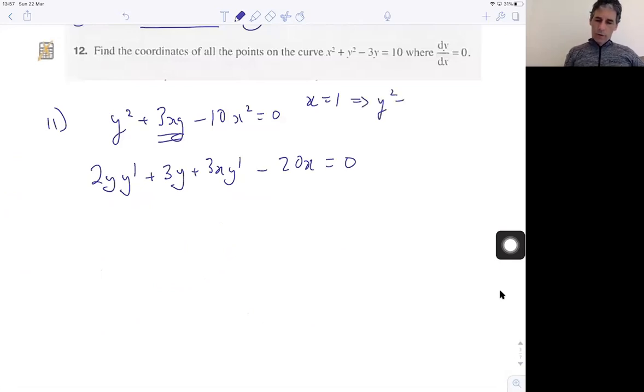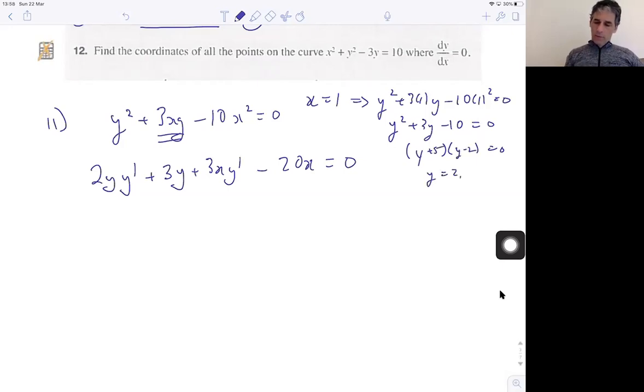So I get y squared plus 3 times 1 y minus 10 times 1 squared is 0. In other words, y squared plus 3y minus 10 is 0. That equation will factorize and give me two values of y. So I get (y plus 5)(y minus 2). So I know y is 2 or negative 5.